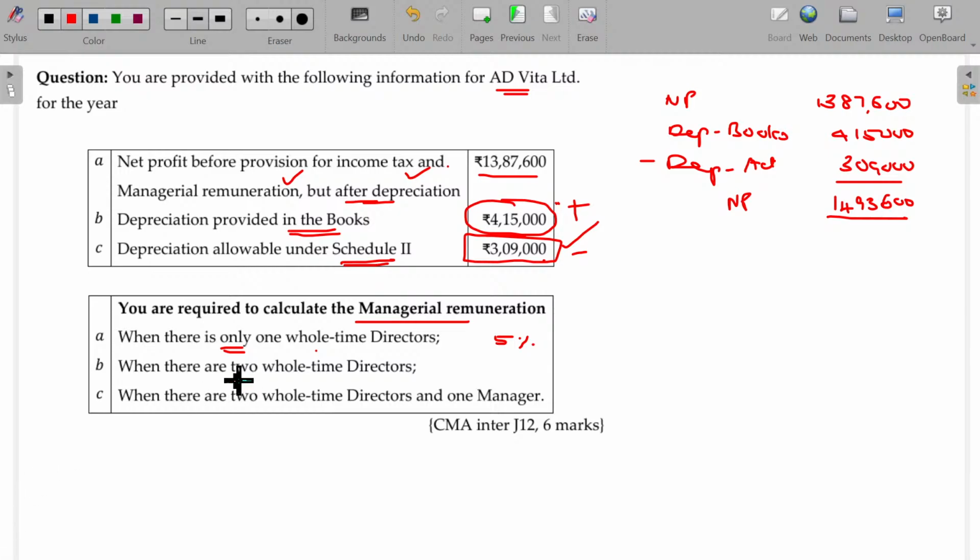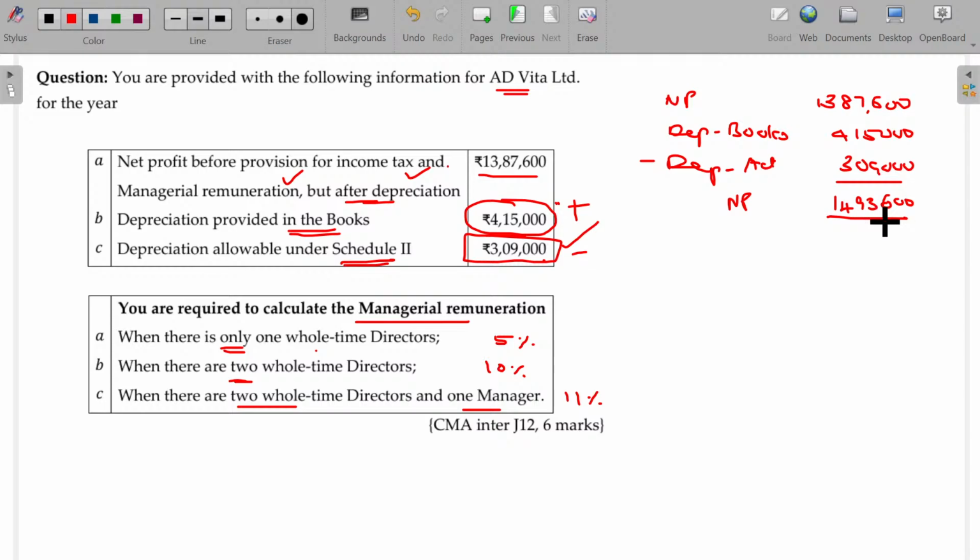If we have two whole-time directors, for every whole-time director 5%. But the maximum ceiling for any number of whole-time directors is only 10%. Is that clear? If you have only one whole-time director, 5%. If you have 5 whole-time directors, for every whole-time director 5%, but in total it should not be beyond 10%. When there are 2 whole-time directors and 1 manager, then the value being 11%.